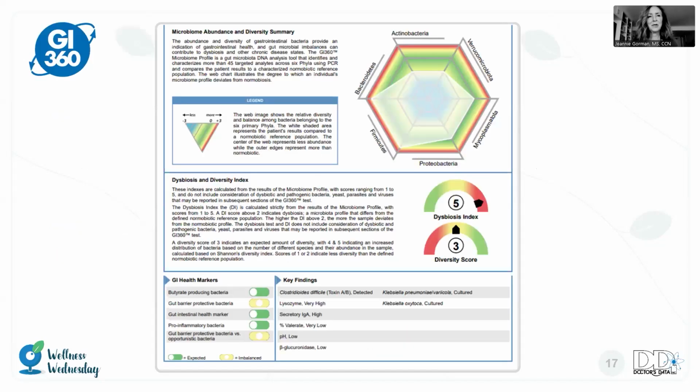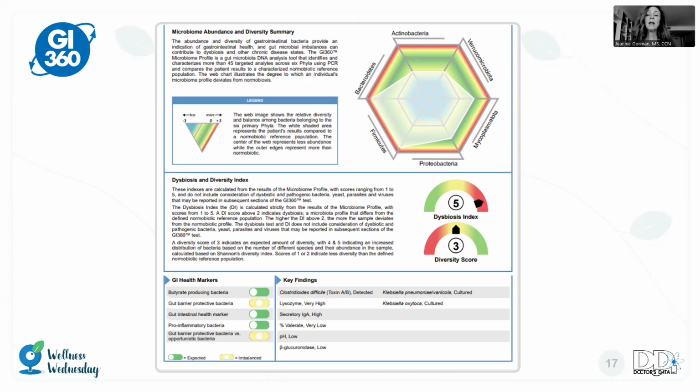All right, so that is an overview. This again is the first page of our GI360. Above this hexagon shape is all the patient information, the client information, the number of collections of stools that we got, so that would not be important for this representation. The hexagon is representative of the beneficial microbiome. We're going to talk about that here in a minute. Also representative of the beneficial microbiome, below that are two scores, Dysbiosis index and diversity.